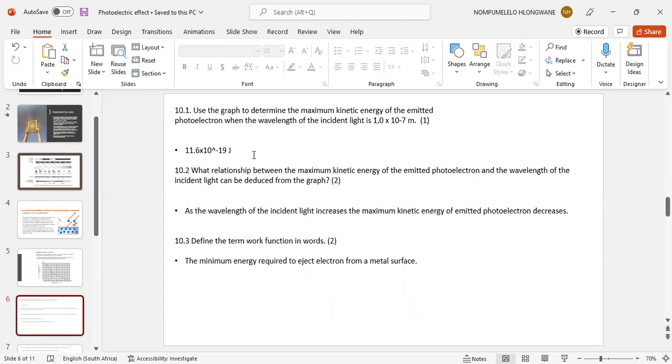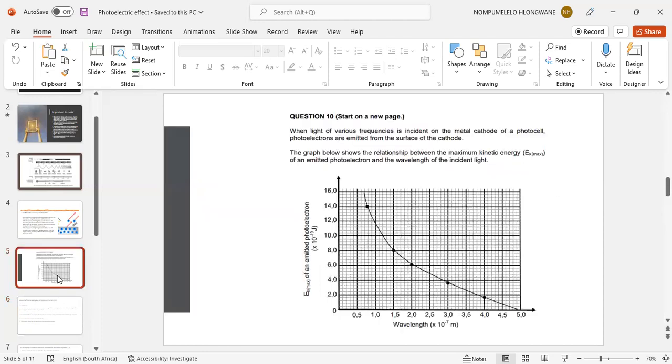The next question says, what is the relationship between the maximum kinetic energy of emitted photoelectrons and the wavelength of the incident light that can be detected from the graph? When you look at the graph, in mathematics you can say this is a negative graph. This is a decreasing graph. So what is the relationship? You're going to use the information that you have here.